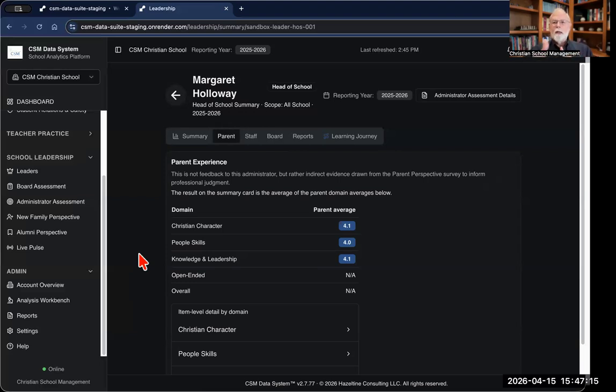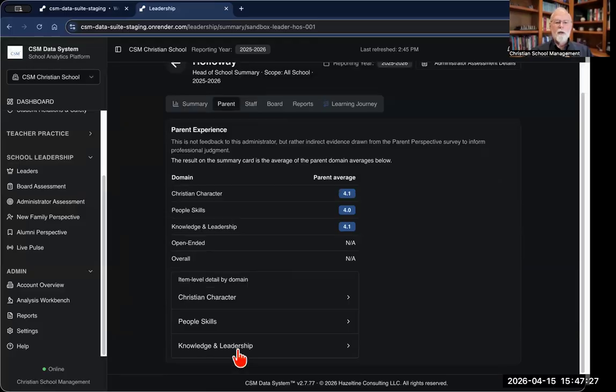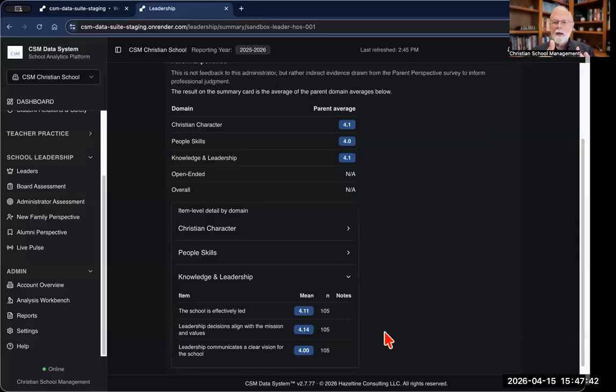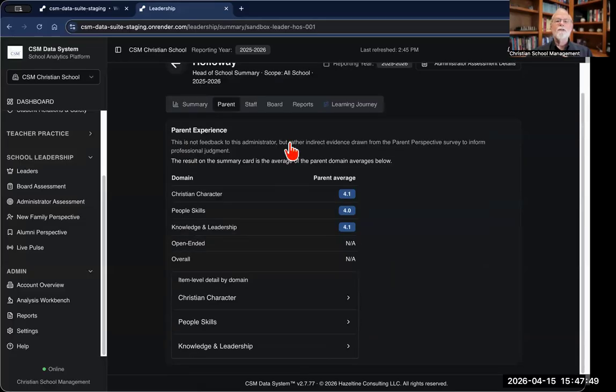They don't have a good, helpful perspective on it. So the board evaluates the head of school. But one of the ways that we want to look at that is, how are parents feeling generally? So, for example, we do ask parents some questions about knowledge and leadership. They're different than what the board would get. The school is effectively led. Leadership decisions align with the mission and values. Leadership communicates a clear vision for the school. So this is helpful context for the overall discussion about how the head of school is doing. But they're very different than the kinds of questions that we ask the board.